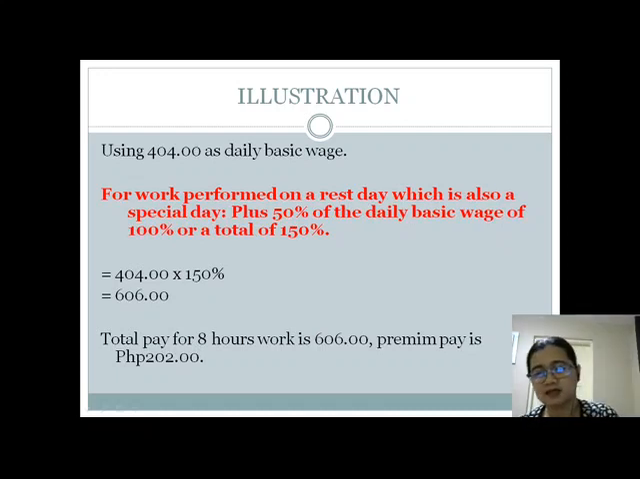Then for the second scenario, work performed on a rest day, which is also a special day. Again, it is your rest day, and at the same time, it is a special day. You will be entitled to 50% premium or a total of 150%, no? So if your daily rate is 404, you just multiply it by 150%, and then you will receive a total pay for that particular 8 hours of work of 606. Your premium pay is 202 pesos.